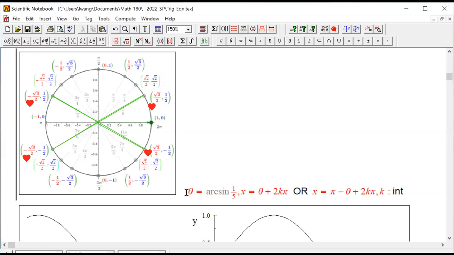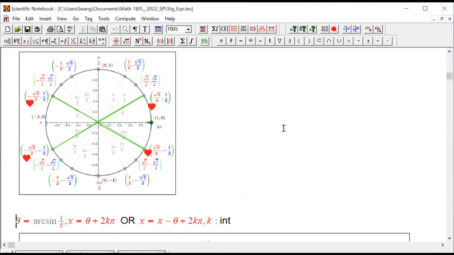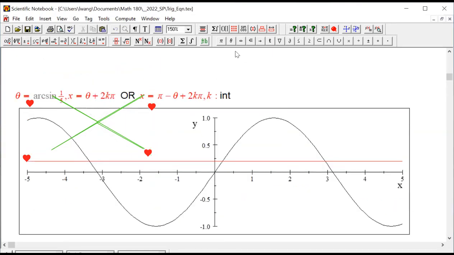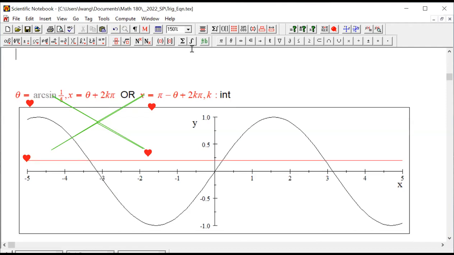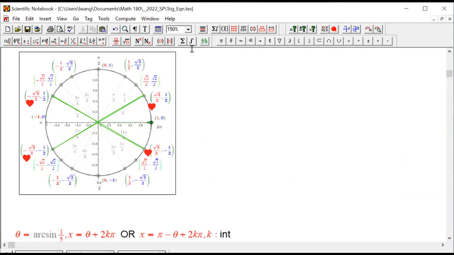So let me move these things elsewhere. Sorry. There, we're back. Okay. So what are those solutions? Well, this angle looks like pi/6. So pi/6 plus k pi, we get all of those angles on this line. Negative pi/6 plus k pi, we get all the other angles.